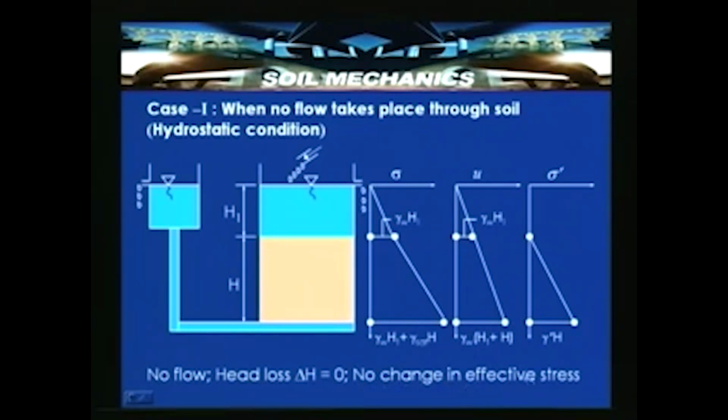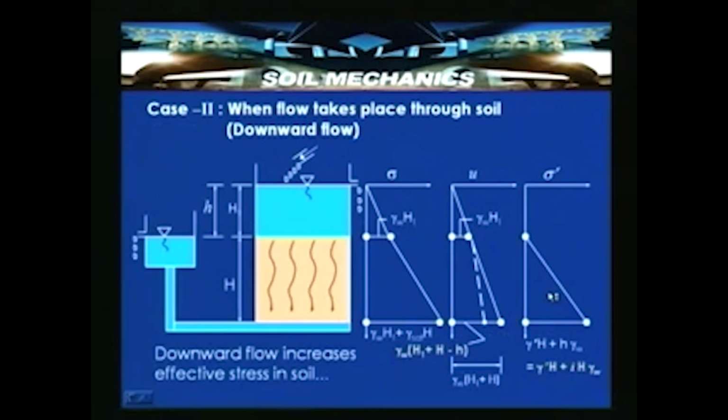So, no change in the effective stress. Whatever may be the height of the H1 value here, the effective stress will remain unchanged. Now, consider case 2, where a particular arrangement which is shown in this slide is considered, when flow takes place through the soil, but a downward flow. Why downward? Let us look into it.